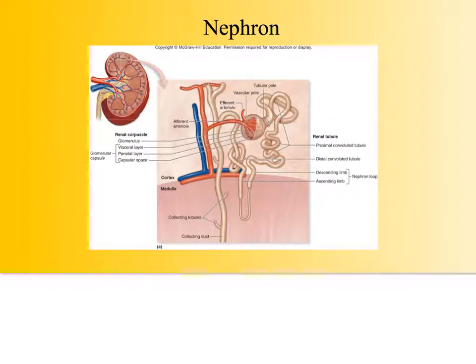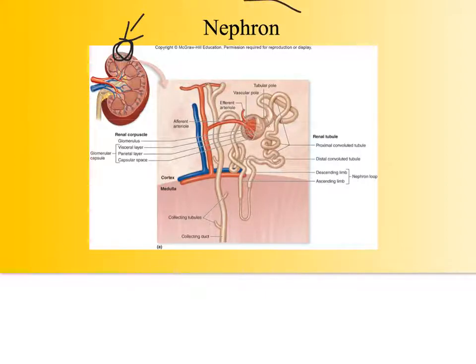Okay, so here we're going to start talking more microscopically about the nephron. If you look at the kidney, here's the cortex. What we're going to try to do is magnify that little piece and talk about the parts of the nephron.